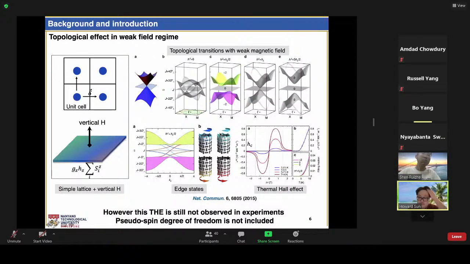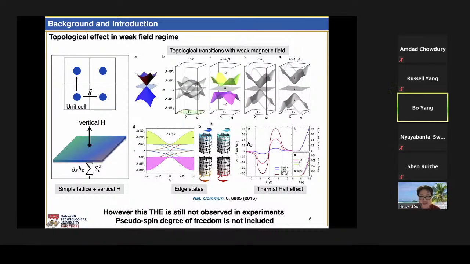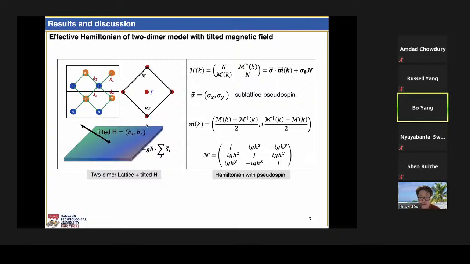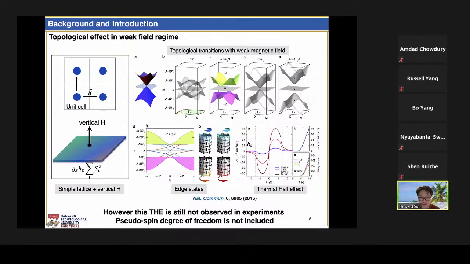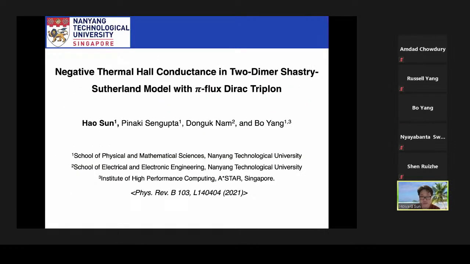Okay. Can you see my screen? Yes. Can you go back to the first slide? This is the last slide, is it? Yeah, it's the first slide. Okay. All right, you can start now.